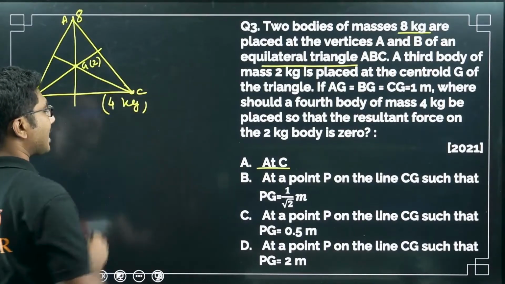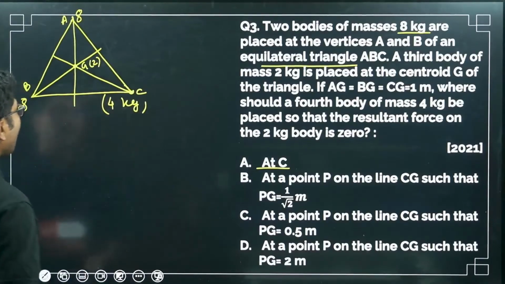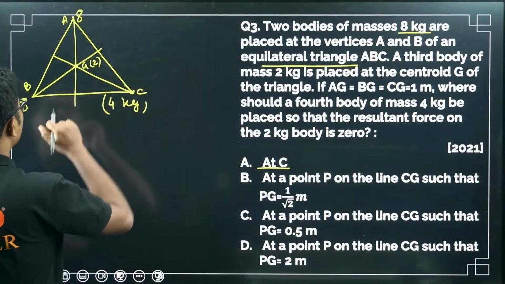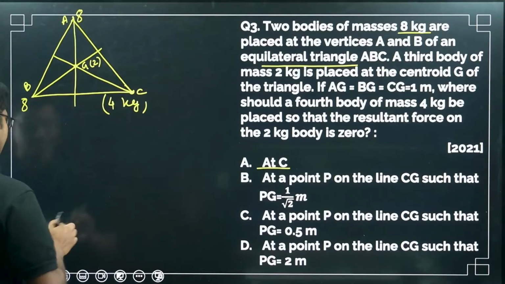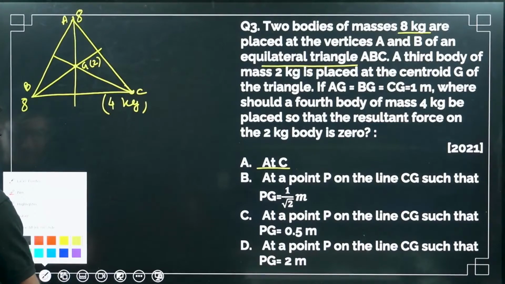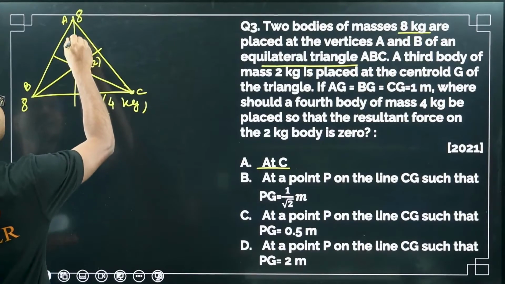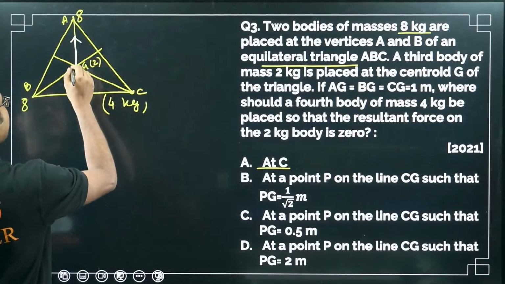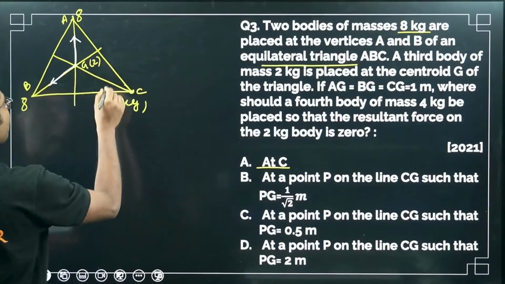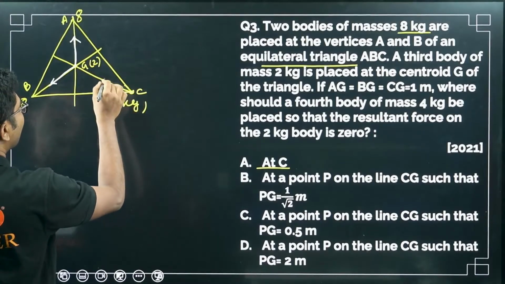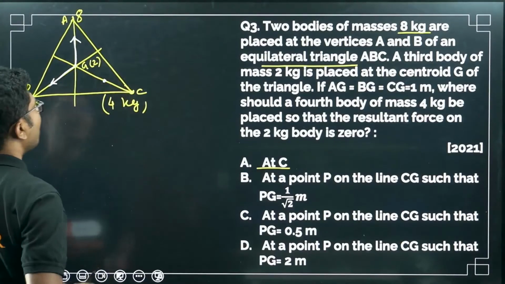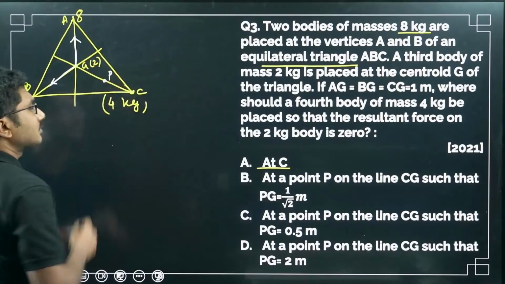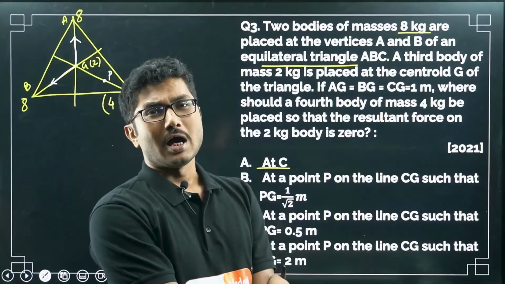If you place the mass at C, then it will not be the answer. You have to calculate the steps. So first of all, we know that on this mass there are a few forces acting. The first force is this force. The second force is this force. So we have to place a third mass along this line joining C and G somewhere here, at point P, so that the resultant force is neutralized.